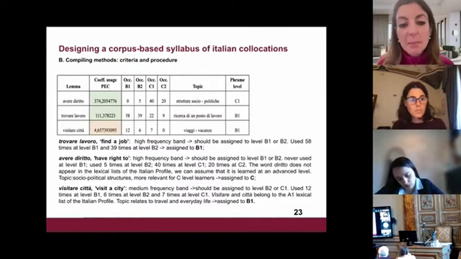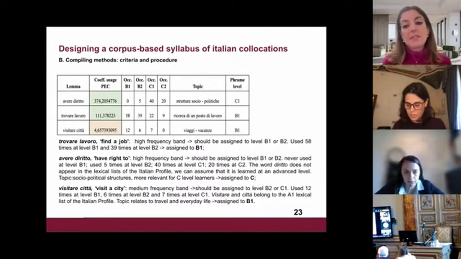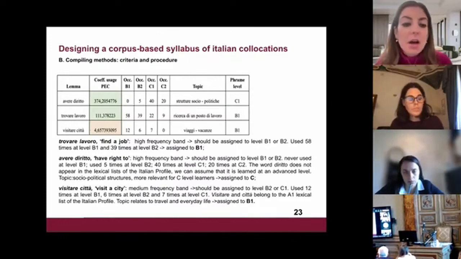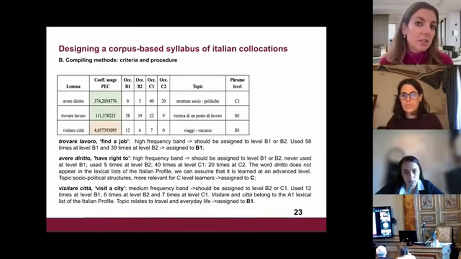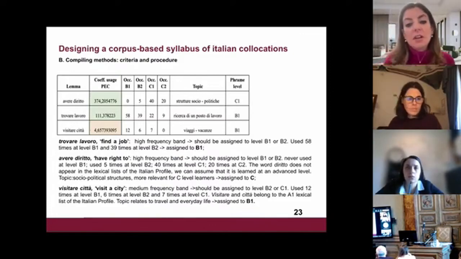Visitare città, the last example, visit a city, belongs to the medium frequency band, so it should be assigned to level B2 or C1. It's already used 12 times at level B1, 6 at level B2, and 7 times at level C1. Both visitare and città belong to the A1 lexical list of the Italian profile, and also the topic relates to travel and everyday life, that is a topic that is relevant for intermediate learners. So the collocation was assigned to level B1.